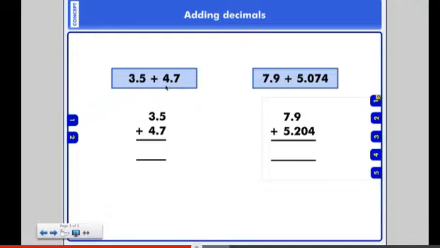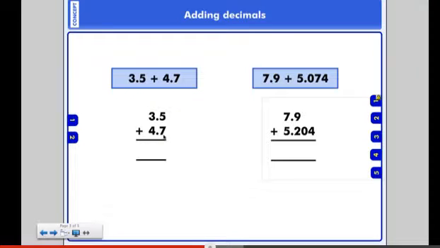Alright, step 2 is to line up your numbers so that each place value is lined up. Sometimes you'll have to rewrite the problem. Other times it'll already be written for you, like in this case. But you still need to check, is it lined up properly? Do I have my ones over my ones, my decimal points lined up, my tenths lined up? Absolutely. So here we're ready to begin adding.